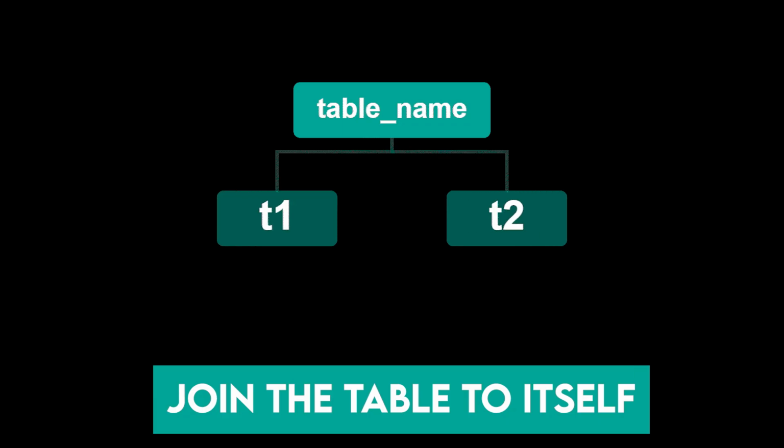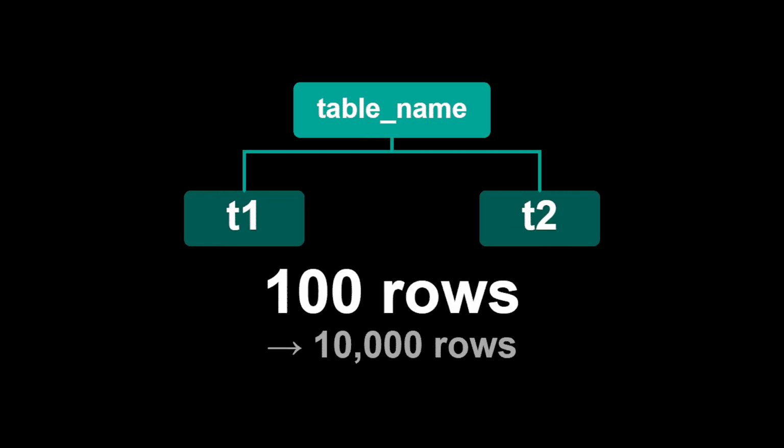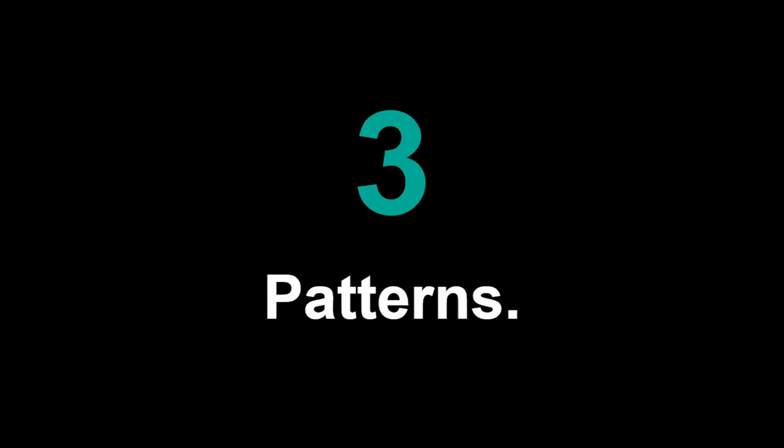You join the table to itself. Get it wrong, and a 100-row table can hand you back 10,000 rows before you've filtered anything. 3 patterns cover almost every self-join you'll actually hit in an interview, and one mistake breaks nearly all of them. We'll reopen the Titanic question in a minute.